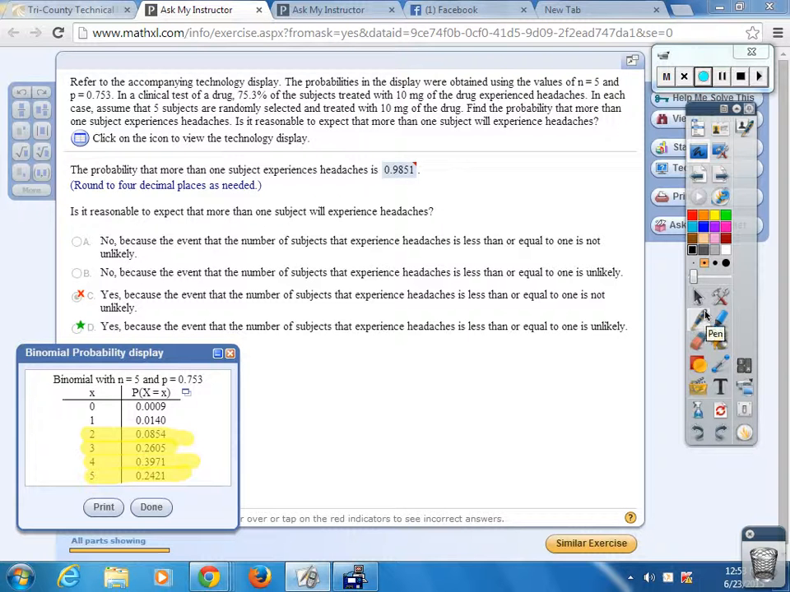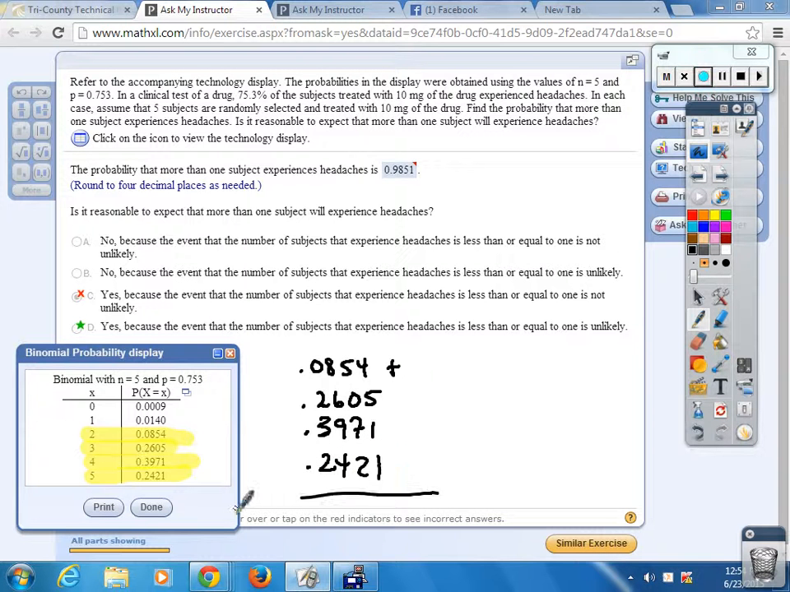First, you can take 0.0854 plus 0.2605 plus 0.3971 and 0.2421, and add all those up, or you could say 1, because you know that y'all just said that the whole thing is equal to 1.00 because you said it checked.